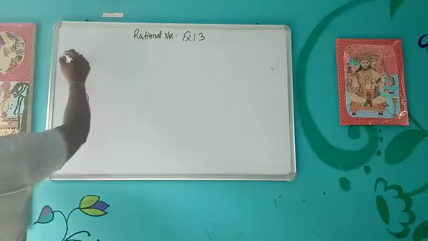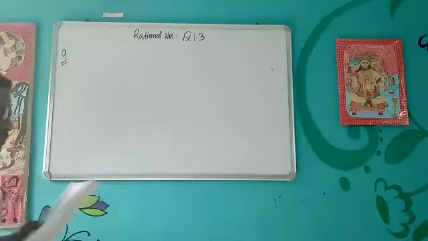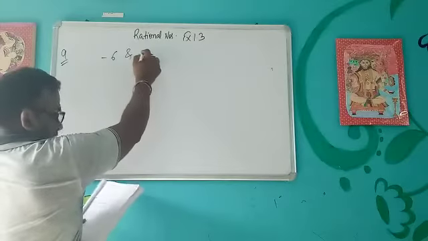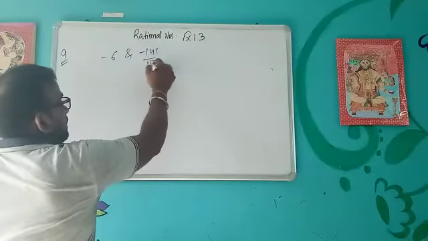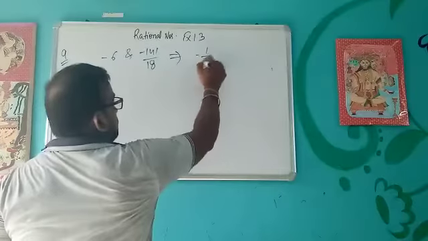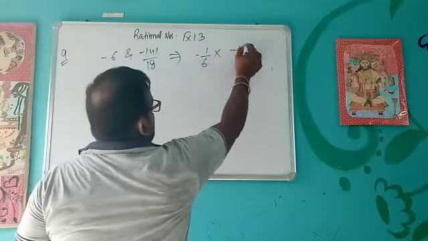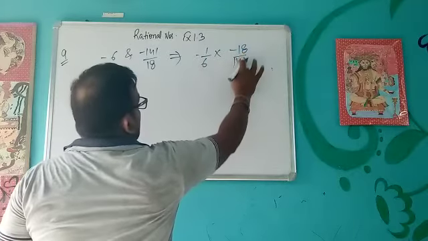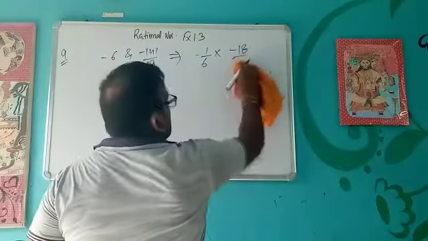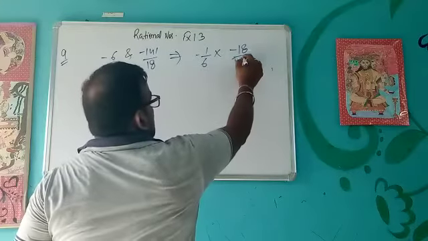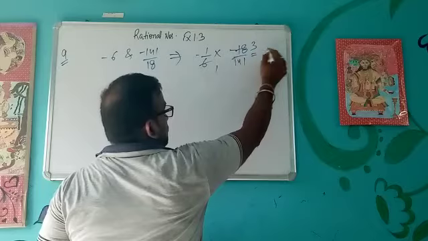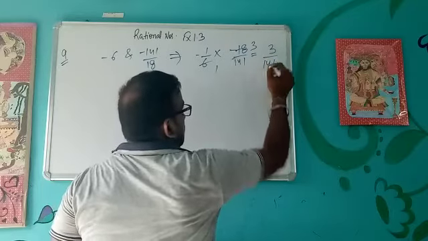Then in question number 9, we have to find the product of the reciprocals of minus 6 and minus 141 upon 18. So the product of their reciprocals means minus 1 upon 6 into minus 18 upon 141. This we have to find. So I have written the reciprocals. Then 6 into 3 is 18. So our answer is 3 upon 141.